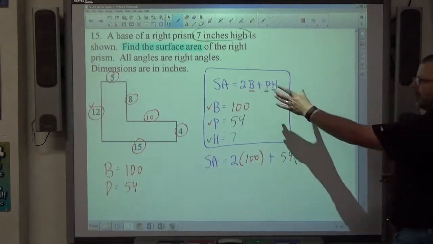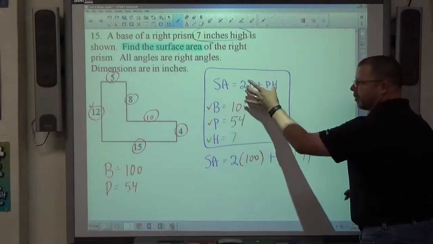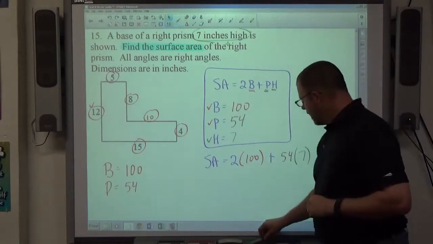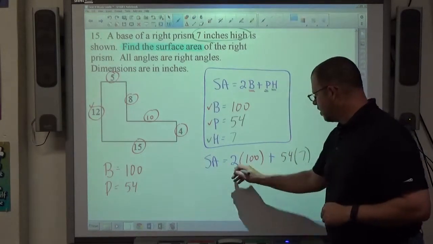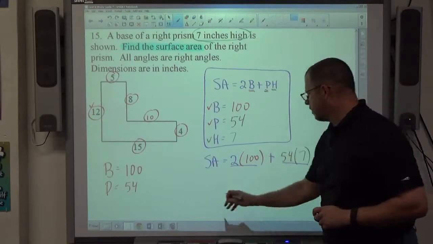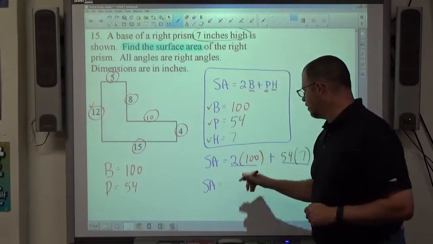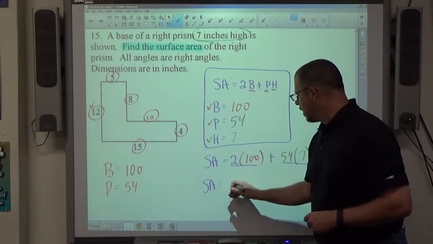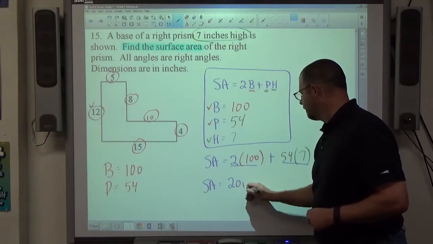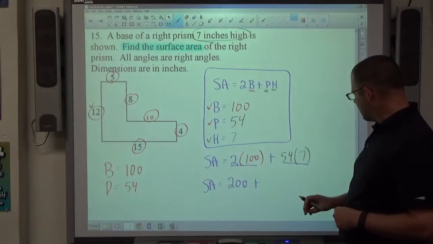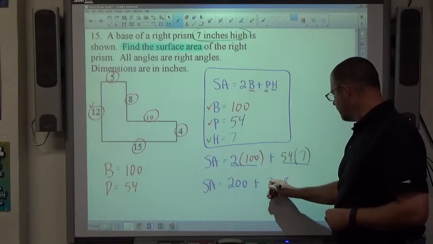So I just take this expression, replace these 3 letters with the variable values we just found, and then the order of operations kicks in. Product, product, sum. Surface area equals. Order of operations says products happen first. 2 times 100 is 200. 54 times 7 is 378.